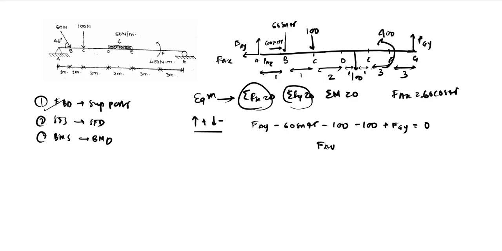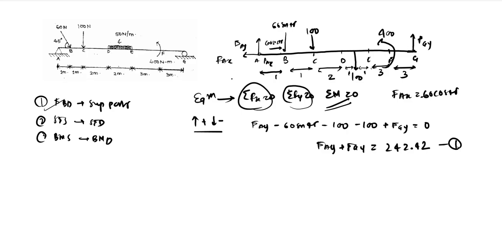The final equation becomes FAY plus FGY is nothing but 200 plus 60 sin 45. It will be 242.42, as our equation number 1. And the second equation will be from the moment, which will be this third condition which you will apply. So you can apply this condition at any point in the beam, but more often than not we apply it at A or G.